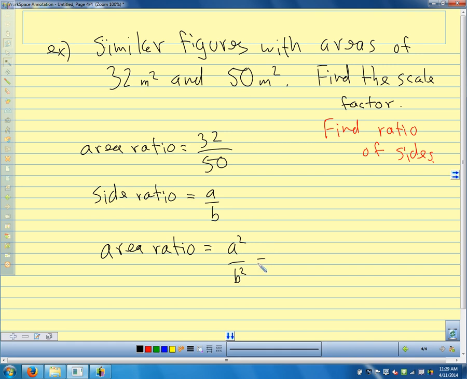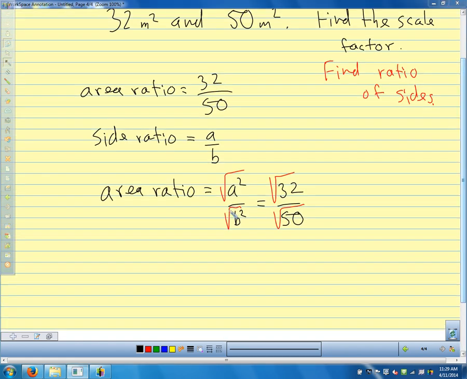So I can say this equals 32 over 50. I want to find A over B. I want to find the side ratio. How do I undo those squares? Square root. I have to take the square root of everything. I'm going to take the square root of that, square root of that, square root of that, square root of that. When I take those square roots, square root of A squared, I just get A. Square root of B squared, I get B. And the square root of 32 over the square root of 50.